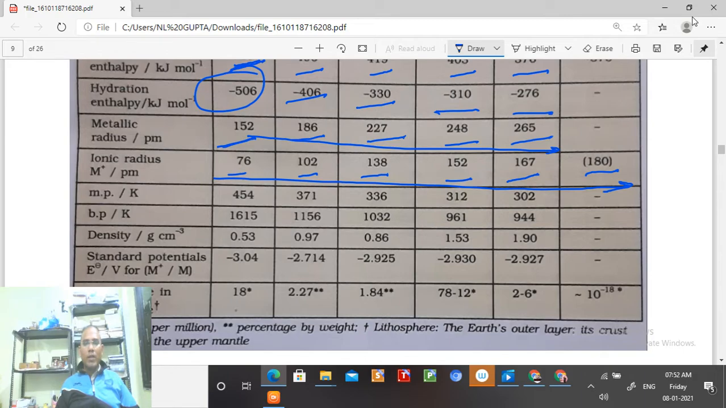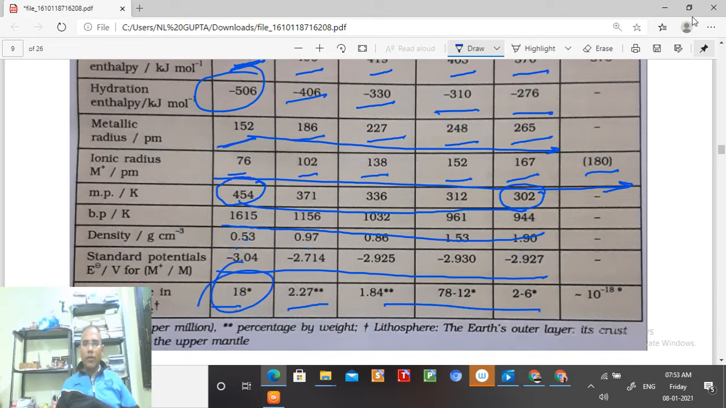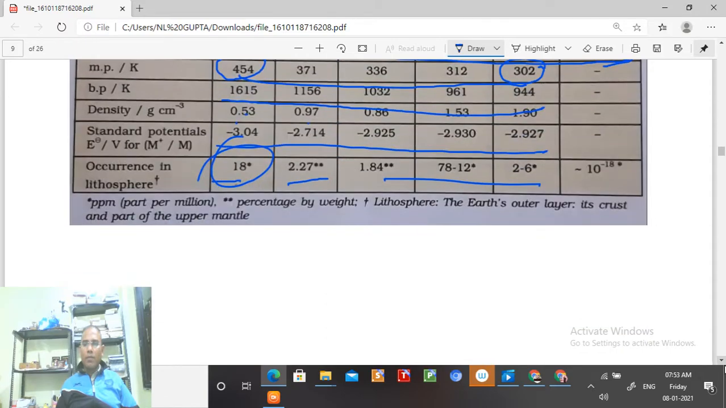Now the melting point, students: 454 is the highest, and 302 is the lowest. The melting point decreases down the group, and the boiling point also decreases down the group. Density is increasing, because metallic character increases, so density increases. Standard reduction potential is decreasing, it is minus 3.04. Occurrence in the lithosphere is maximum for lithium, and it decreases. So this is the comparative study, students.